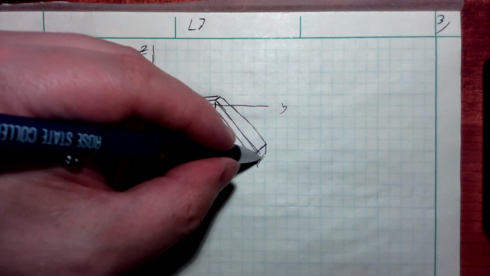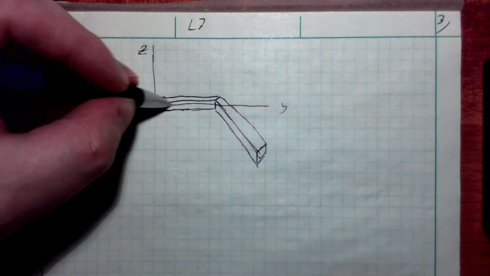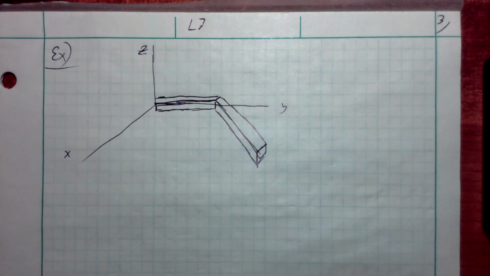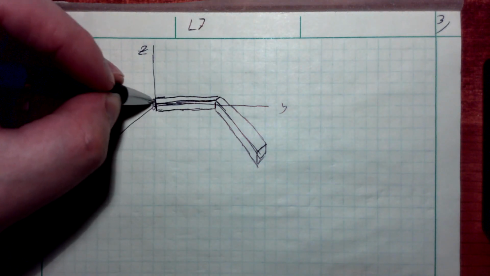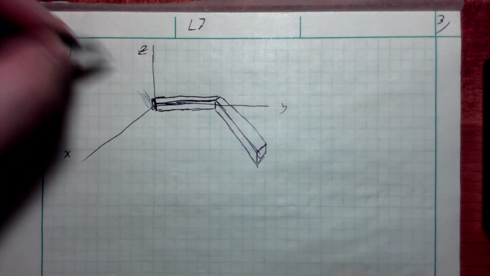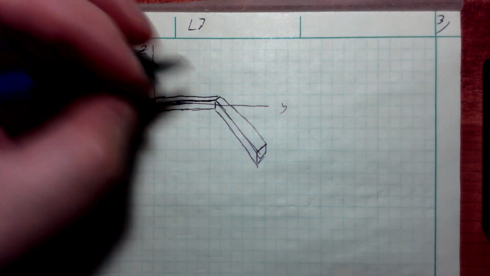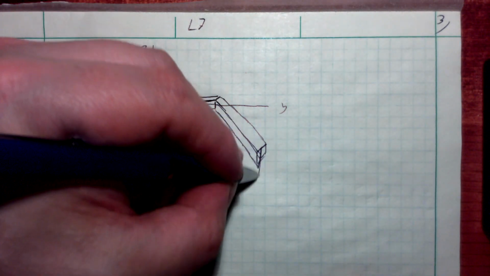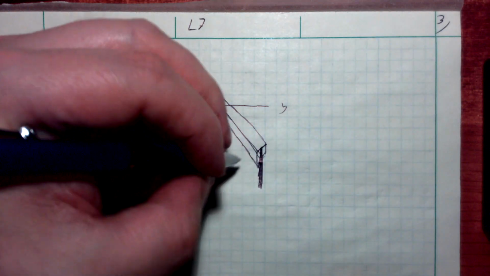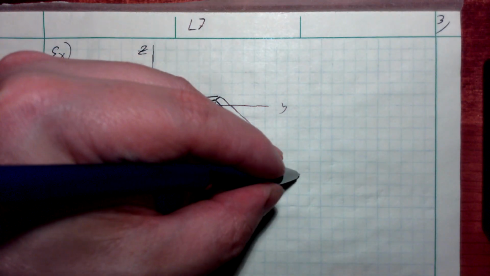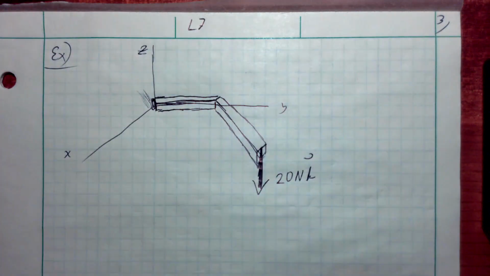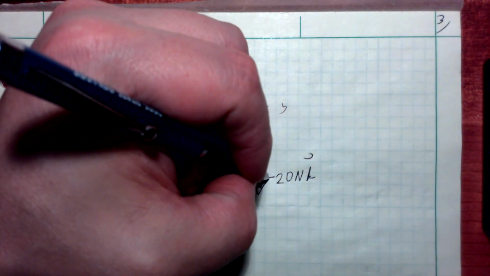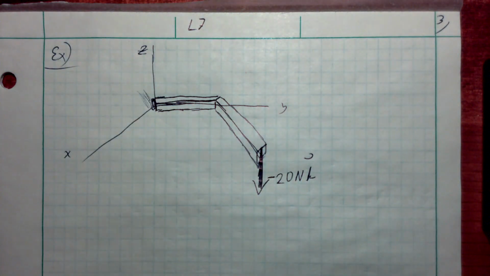All right, so something like this. Maybe that's okay. I've got some bar attached to the origin here. And we're going to apply, out here at the very end of this thing, a force of 20 newtons. And it's in the negative z direction. Minus 20 newtons in the z direction. 20 newtons going straight down.